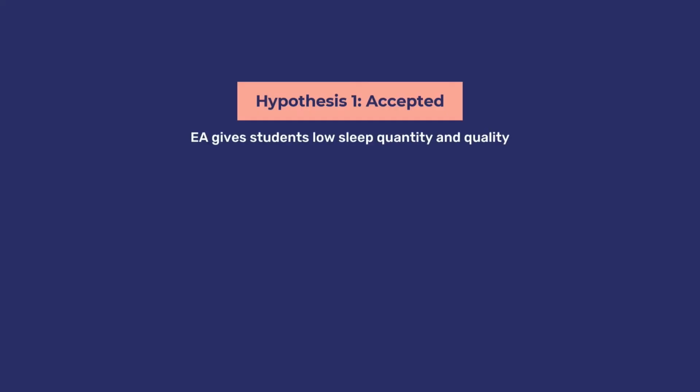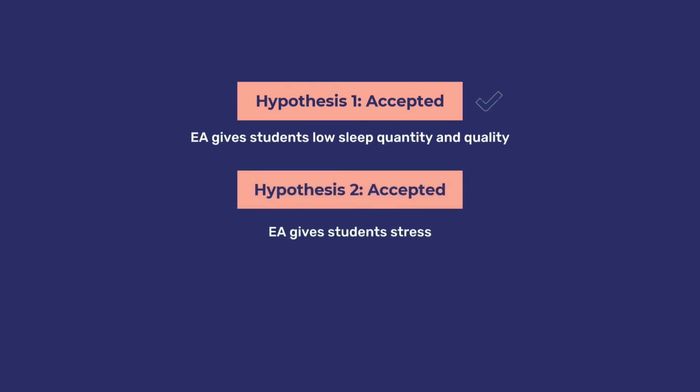Based on the explanation before, the first hypothesis, which is EA gives students low sleep quantity and quality, is accepted. The data has successfully supported the hypothesis, as the majority of the respondents voted that they have poor sleep quality and had only an average of 0 to 3 hours of sleep during EA. Hypothesis 2, which stated that EA gives students stress, is also accepted. From the data collected, the mean score for all respondents is near to 14, which according to PSS analysis indicates that the mean is in the range of high perceived stress. Hence, the finding has successfully supported this hypothesis.